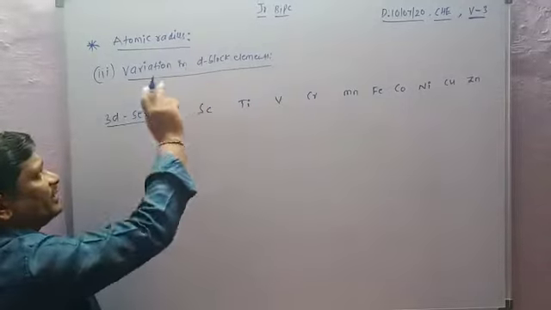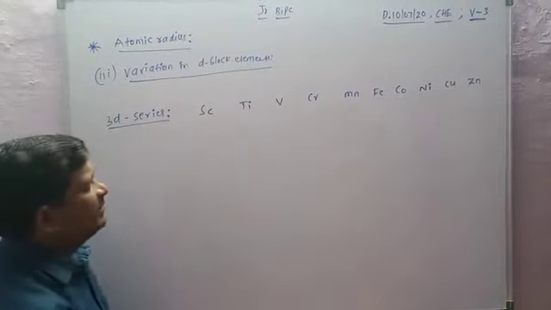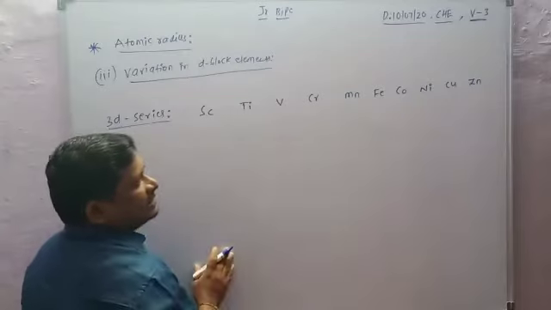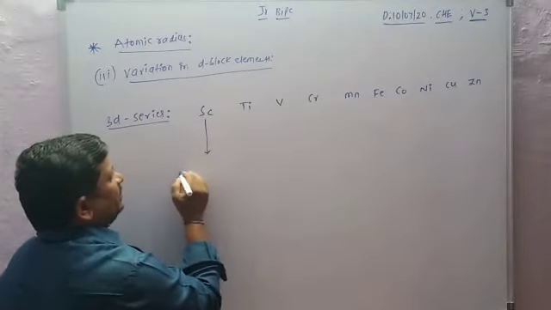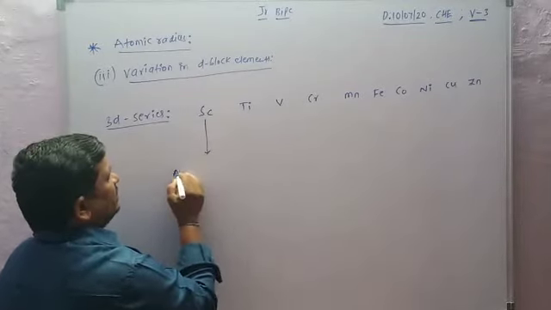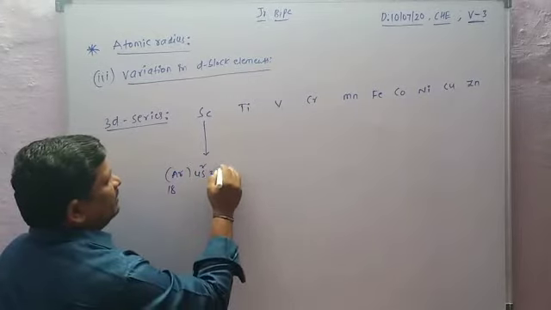Variation of atomic radius in 3d series elements, scandium to zinc. Scandium has atomic number 21. Its electronic configuration, based on the nearest noble gas argon (18), is 4s2 3d1.